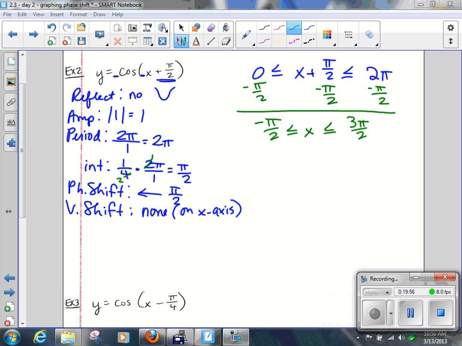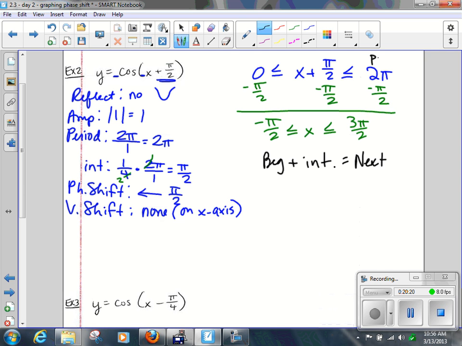We are at the compound inequality. What do I have to write now? Every time, beginning plus interval equals next. What's my beginning point? This is always the period that you just found, and in our problem it just happened to be 2 pi. That could change, and it will change tomorrow.